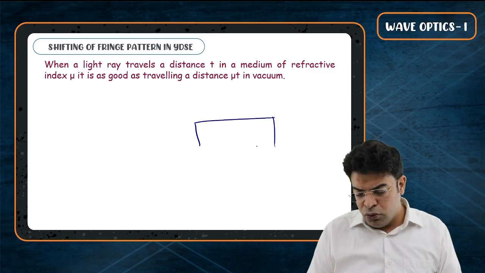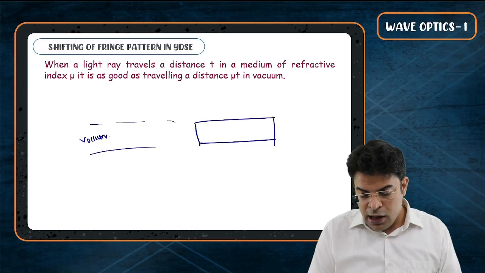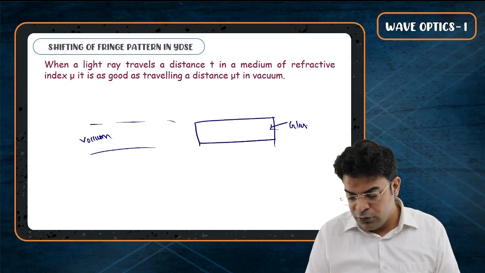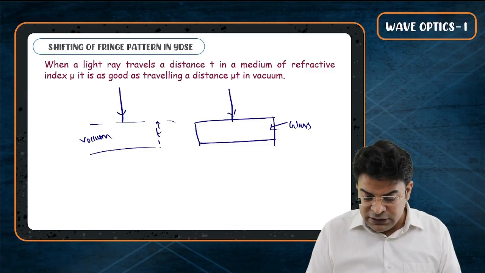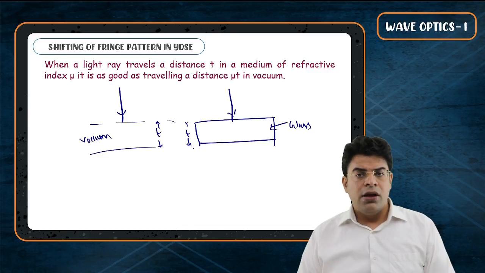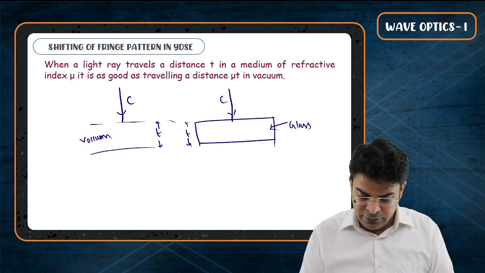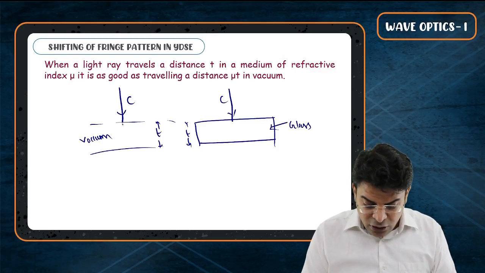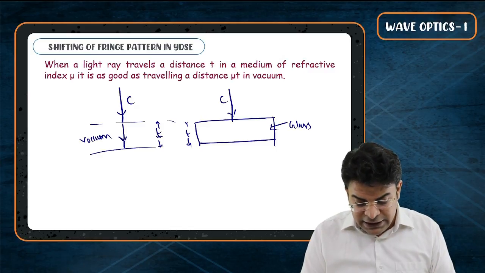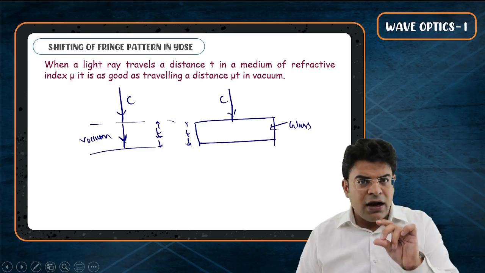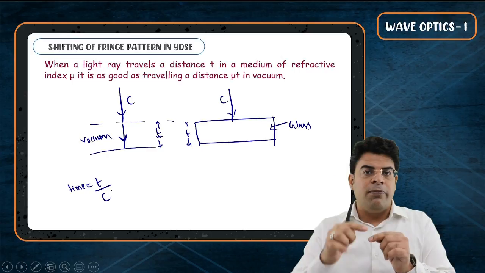Think of two light rays, one moving in vacuum and one moving inside glass. Let's say both of these light rays cover the same distance t. We know that in vacuum the speed of light is c. The first light ray crosses a distance t in vacuum, so the time taken to cross will be t by c, the distance traveled upon speed.